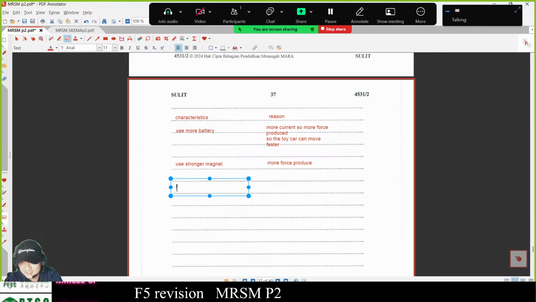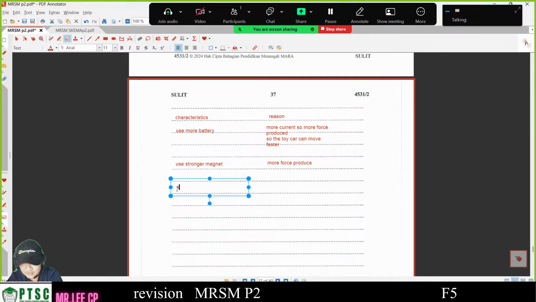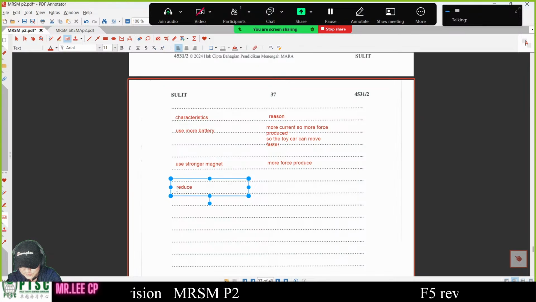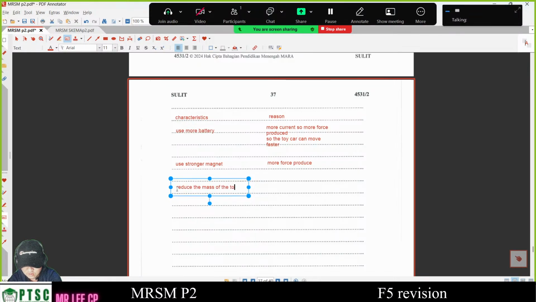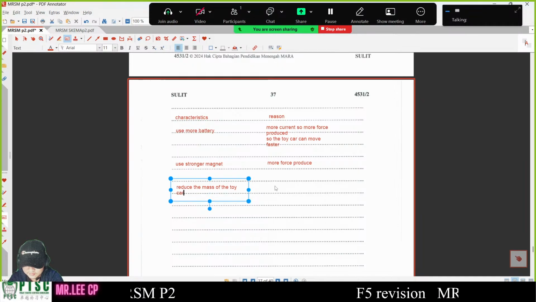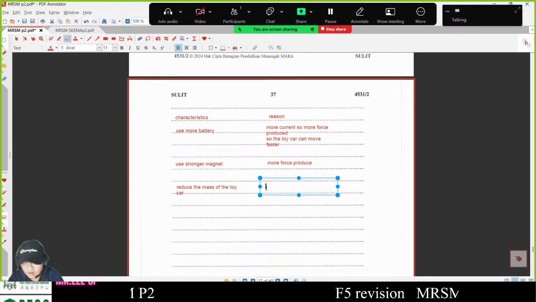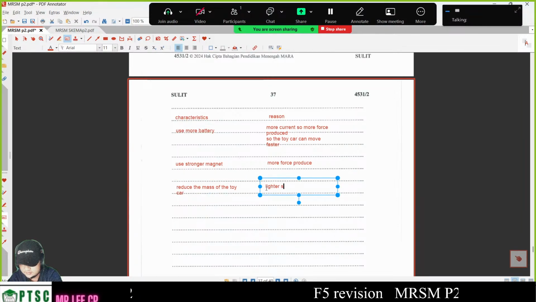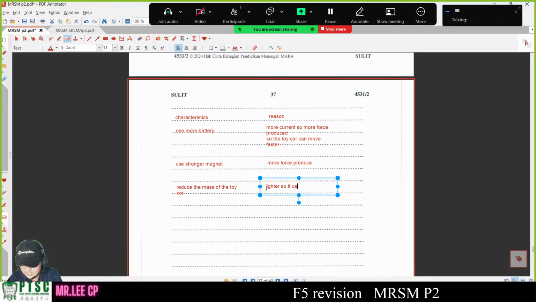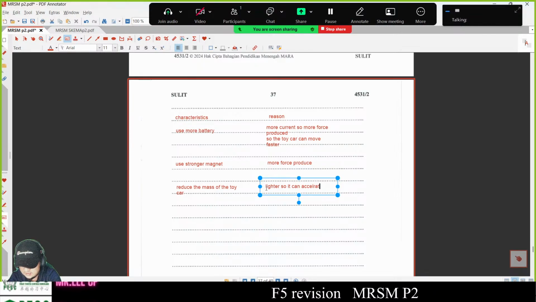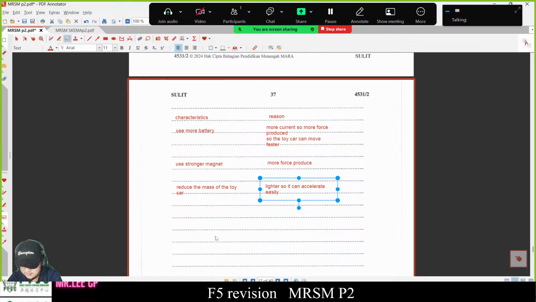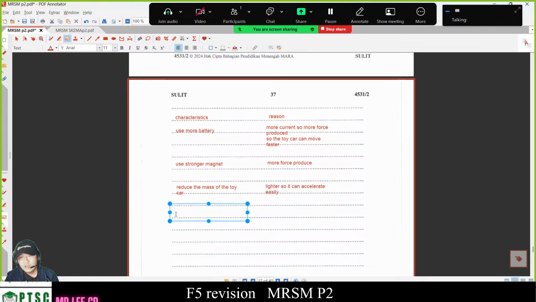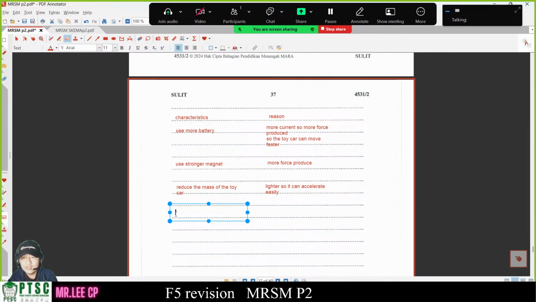GG this time. So reduce the mass of the toy car, or weight of the toy car, so it can accelerate easily.